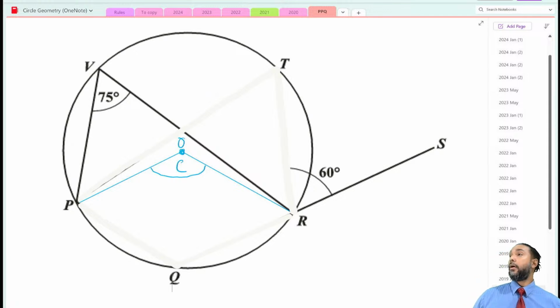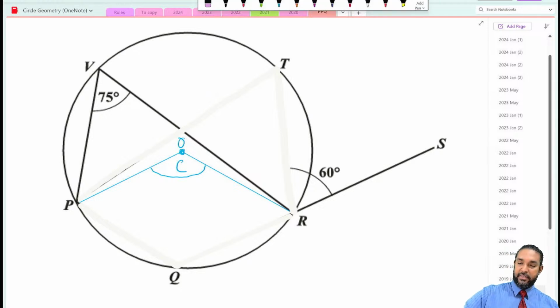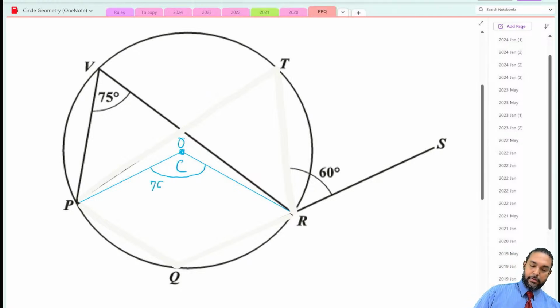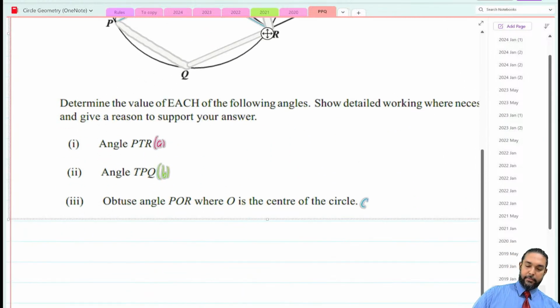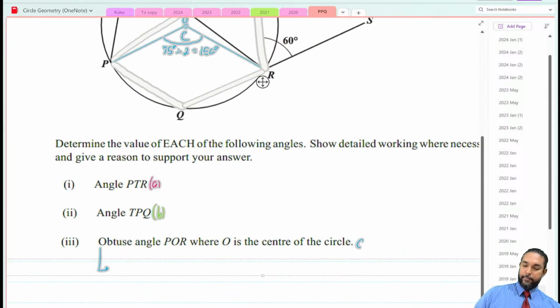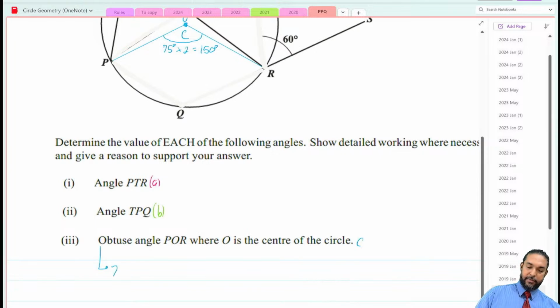Yeah. Right? So the angle C would be equal to 75 by 2, which is equal to 150 degrees. So, right, so for this one here, obtuse angle is equal to 75 by 2, which is 150 degrees. Sorry for the writing, my bad.